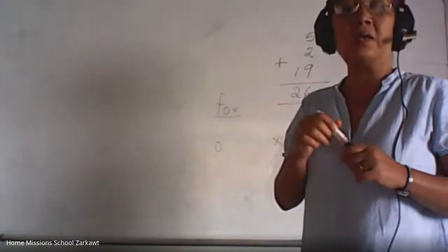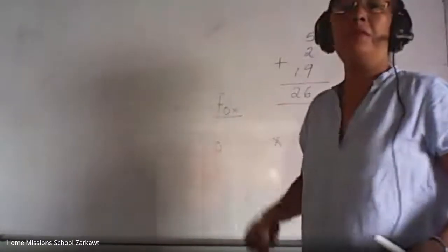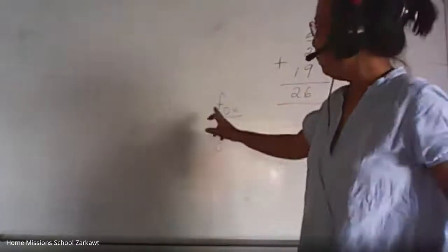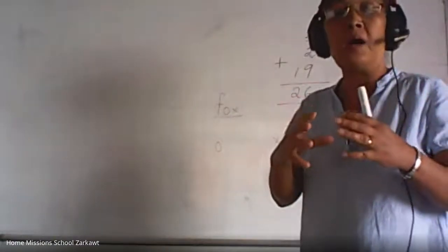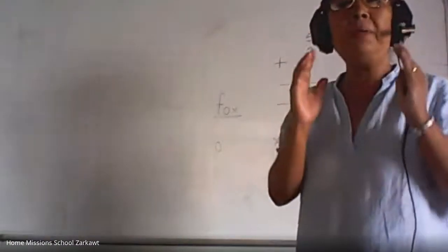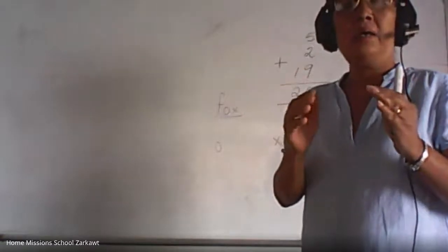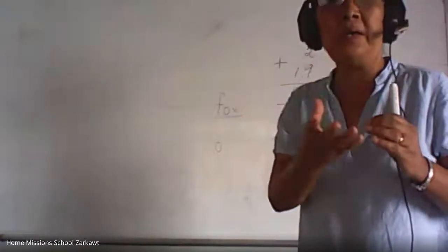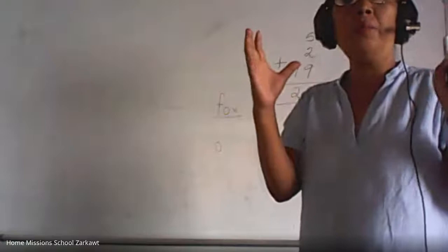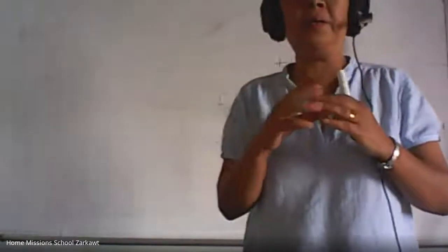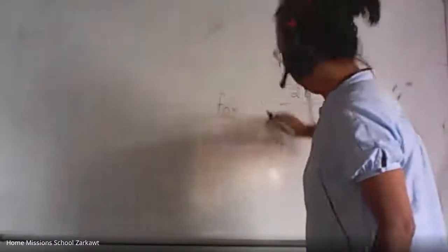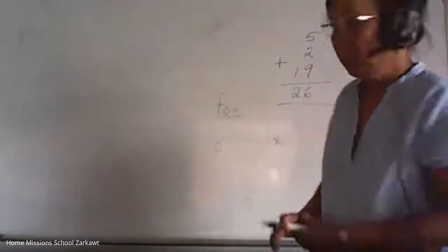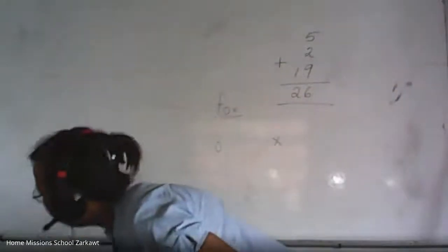We say fox. And this fox is a name of an animal. And when we put these 3 letters together, it has got a meaning. It has got a sound, really. And so when we put the letters together, we call it a word. We call it a word, okay?